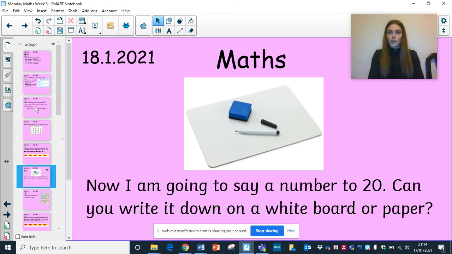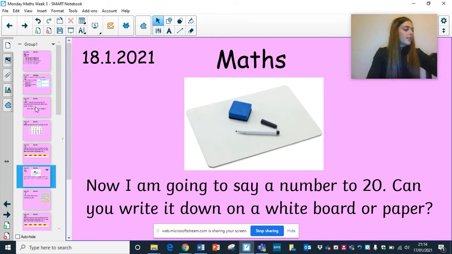The next number I'd like you to write down. Can you see if you can write down the number 15? Remember, pause if you need some more time to think and to write that number down. And then this is how it should look. See if you've got that. Is that the right way? Check your 5 is the right way round. You've got your 10 and your 5 to make 15 there.